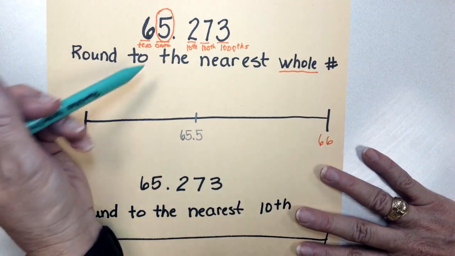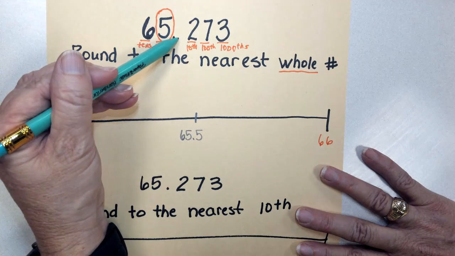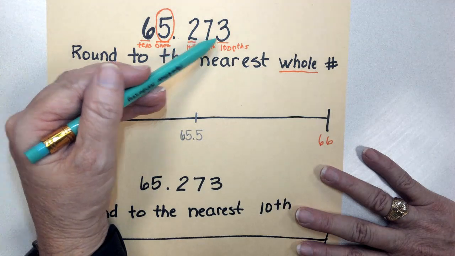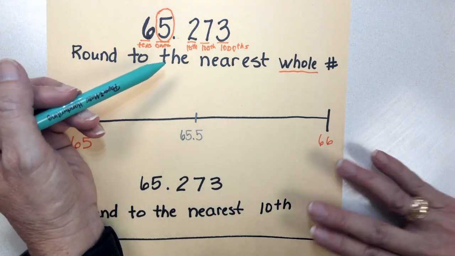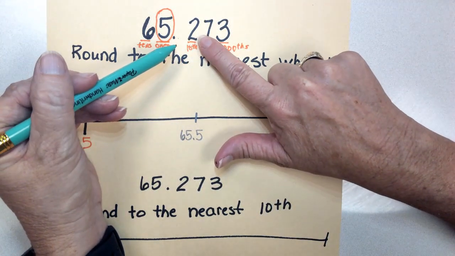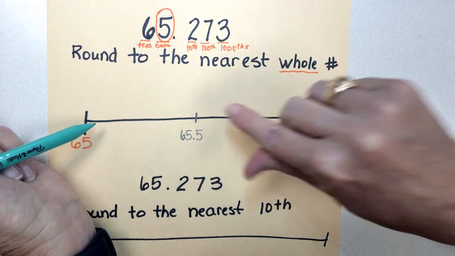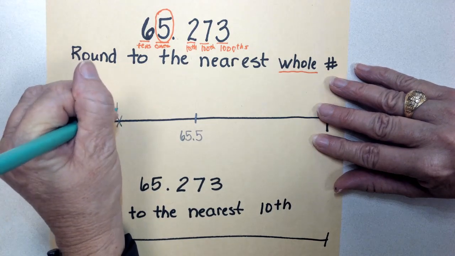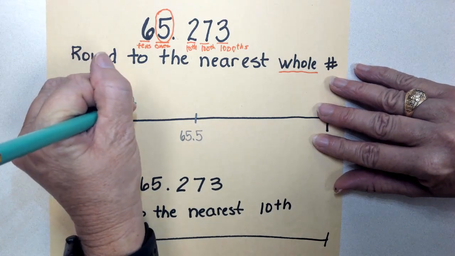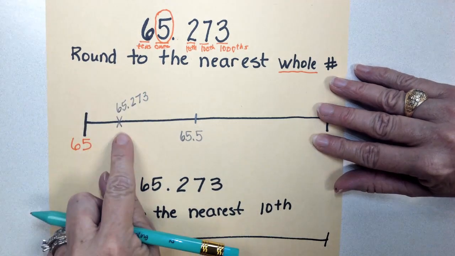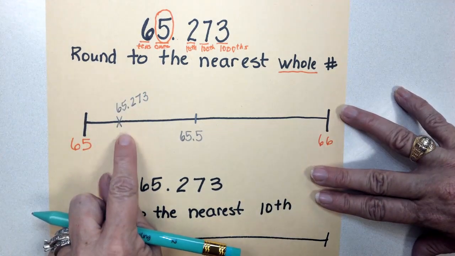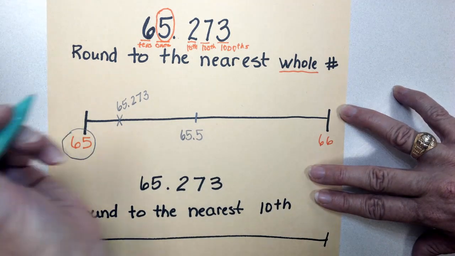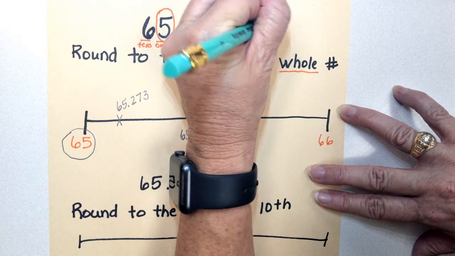Now all I need to do is think about, well, where would 65.2 or 65 and 2/10 fall? And it really doesn't matter what these numbers are. I could use them, but I just need to think about, does 2/10 fall before the midpoint or after the midpoint? It does fall before the midpoint. 65 and 273 thousandths is going to fall before the midpoint. And when I put that on my number line, I can see very clearly that I'm closer to 65. So I can round this number to 65.